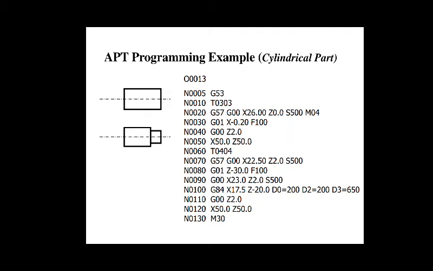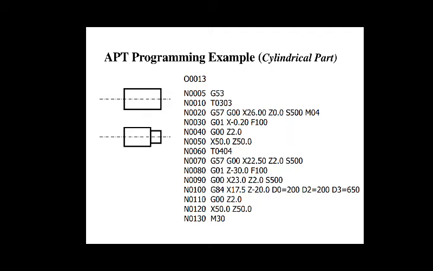G53 is to cancel any previous working zero point. That means if before this job, any other job having a different shape was used on that machine and they set some zero point, then to cancel that zero point, this G53 code is used.